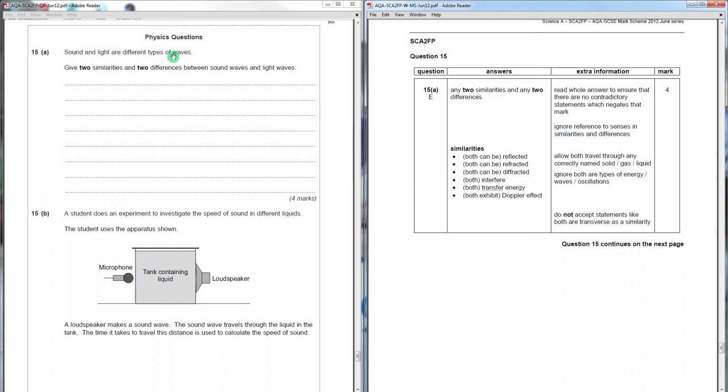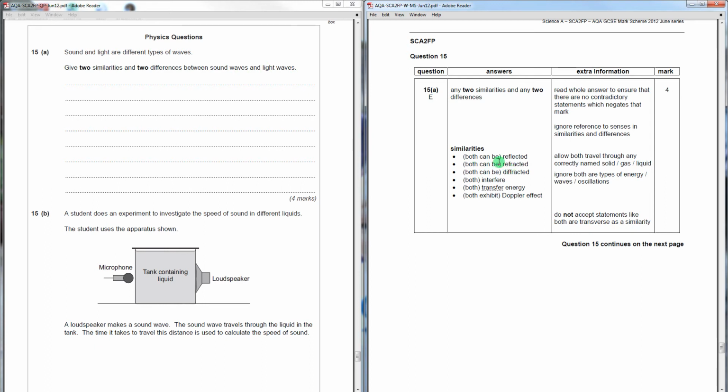So, sound and light are different types of waves, give 2 similarities and 2 differences, and clearly the 4 marks here, you're going to get 1 mark for each similarity and 1 mark for each difference. The similarities in some ways are much harder, and what you need to do is to think about the fact that they are both waves, and therefore anything that a wave can do, sound and light can do.